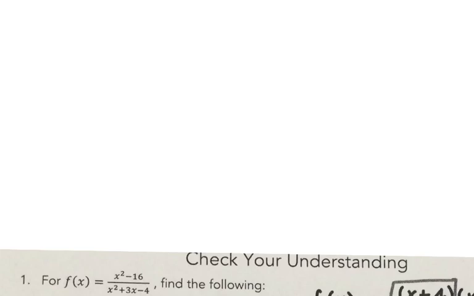So if I start here with -1, it says for (x squared minus 16) over (x squared plus 3x minus 4), find the following. So when it's in this form, I call this standard form. I don't know the exact terminology. Standard form is really good for identifying the degree of the numerator and the degree of the denominator. It's also very good at finding the y-intercept.